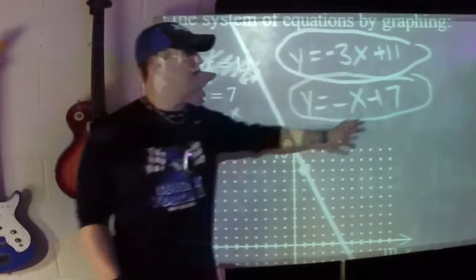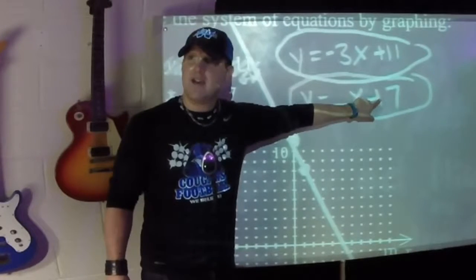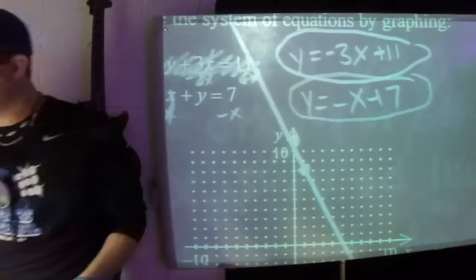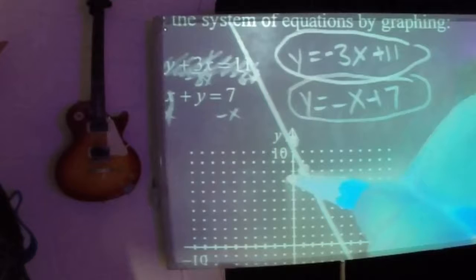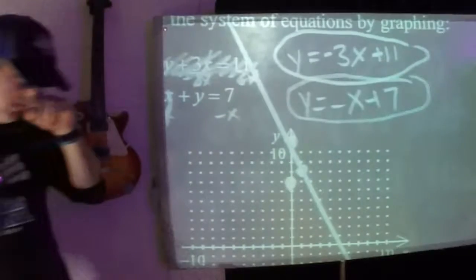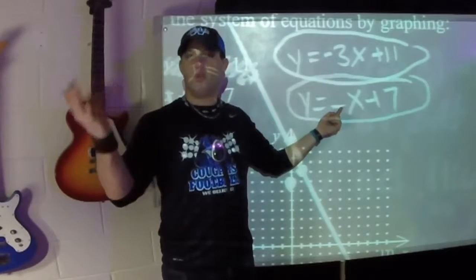So where does this second one cross the y-axis? It crosses at 7. So give me a dot at 7. That's 10, 9, 8, 7. Right here. And what's my slope for this one? Negative 1.